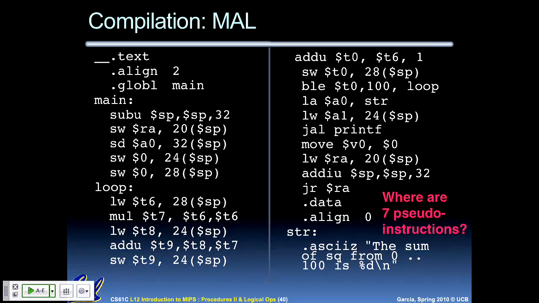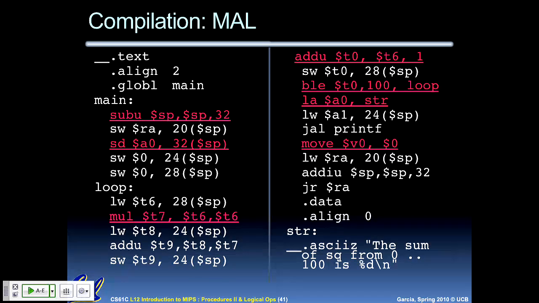Okay, there's a bunch of pseudo instructions in here. Where are the 7 pseudo instructions? What's the first one? Sub U, right? Where's the next one? Mul. No, that's one as well. The others? We've got mul already. Move. Load address. And this one, branch if less than or equal, right? So these are the, okay, you missed one. So those are the pseudo instructions.